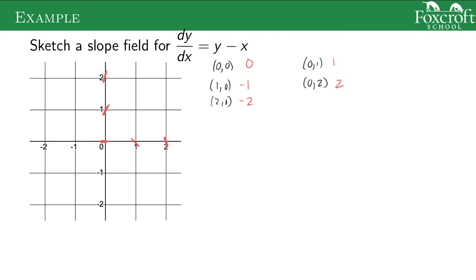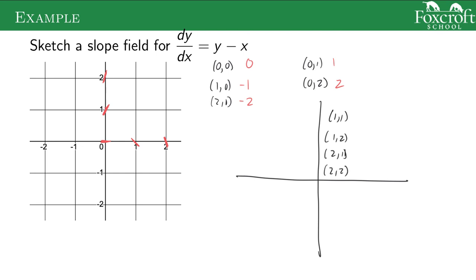Again, let's separate into the 4 quadrants. All right, in quadrant 1, I could do stuff like 1, 1, and I could do 1, 2, and 2, 1, and 2, 2. All right, so when I plug in 1, 1, I'm going to get 0. 1, 2, 2 minus 1 is 1, negative 1, and 0. All right, so I'm going to get some more tangent lines. So 1, 1 was 0. 1, 2 is 1. That's going that way. 2, 1 is negative 1, so it's going down because it's negative. And 2, 2 is 0.